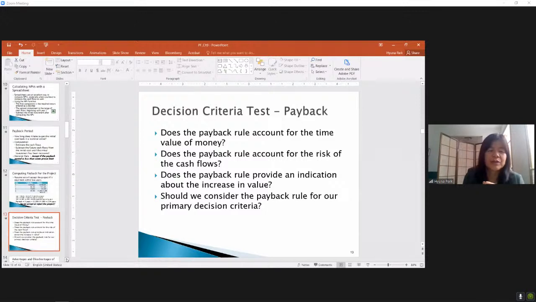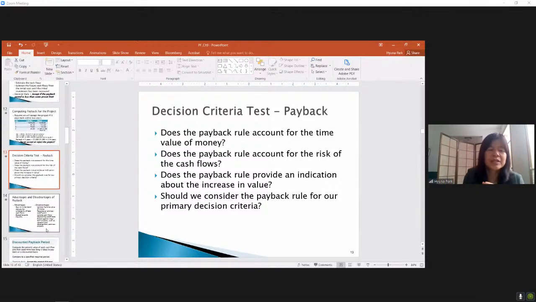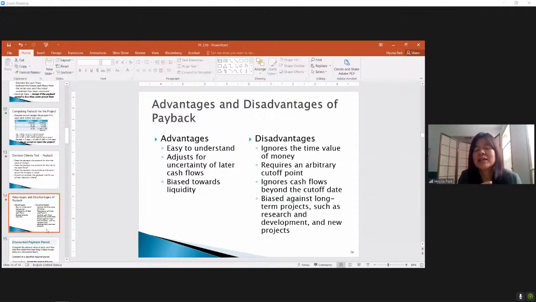So that's why you're learning. This slide summarizes the advantages and disadvantages of the payback rule. The advantages: it's easy to understand, very intuitive, right? How long does it take to recover the cost? Another important benefit is it automatically adjusts for the uncertainty of later cash flows.